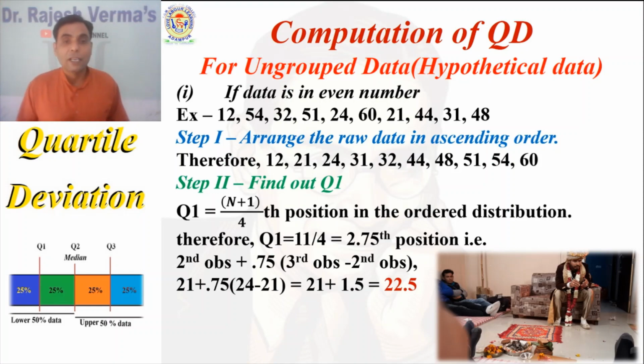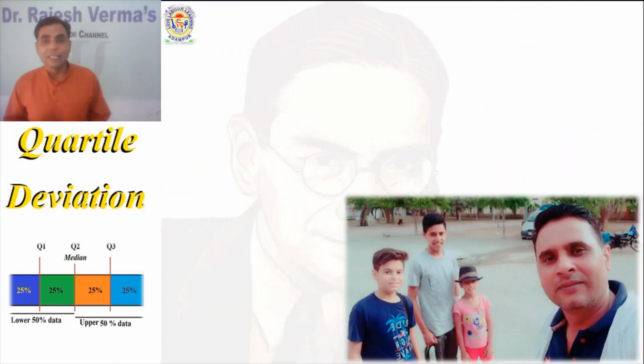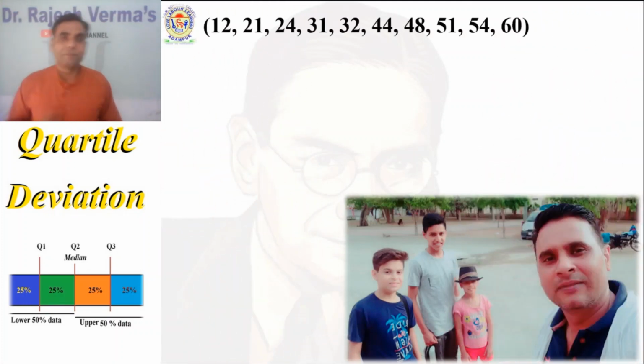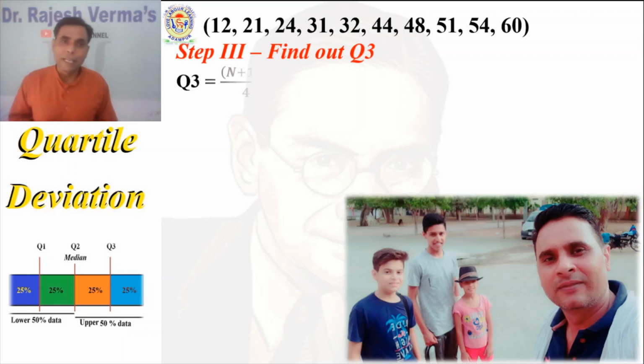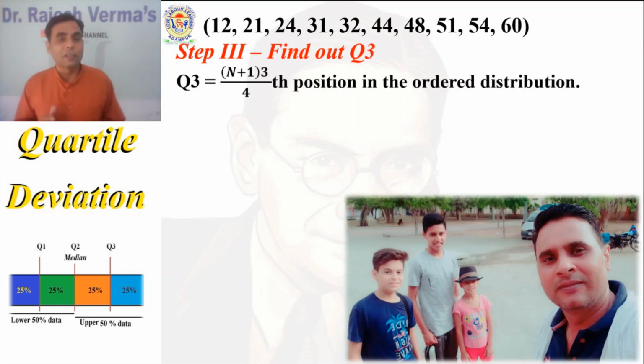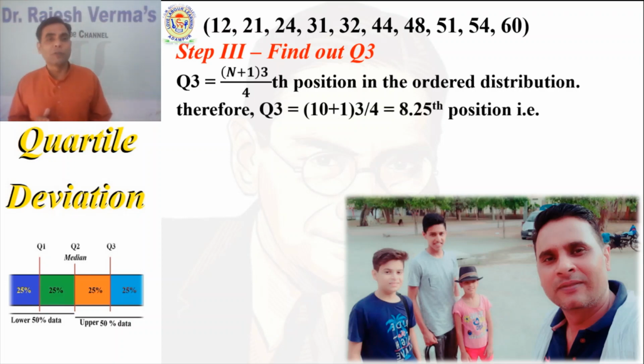Now you have calculated the Q1. Similarly, we will calculate the Q3 too. This is your data set arranged in ascending order. Now step 3, find the Q3: same case, n plus 1 multiplied by 3, divided by 4, the position in the order distribution. Now n is 10, and 10 plus 1 is 11, 11 multiplied by 3 is 33, divided by 4 is the 8.25th position. Again I am reminding you, 8.25 is not your Q3. The value in the order distribution which falls at the 8.25th position will be your Q3.